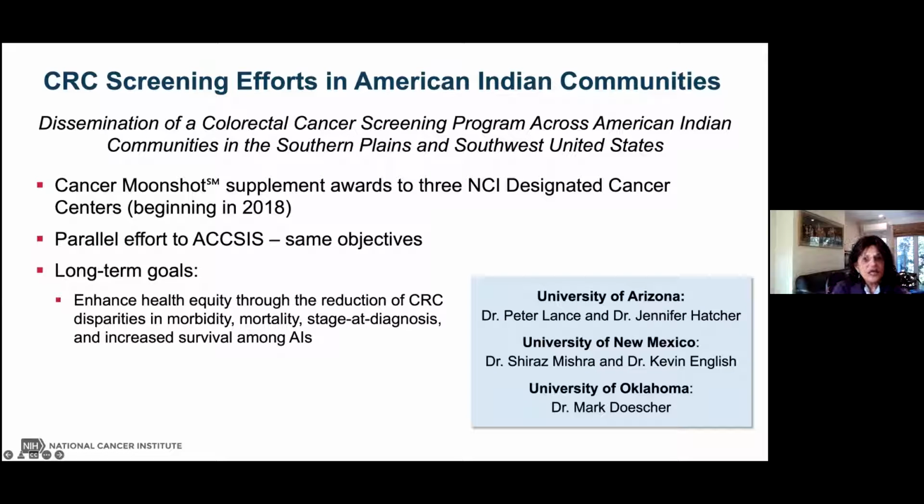Each system works differently in each reservation and the urban areas. So this is kind of like a pragmatic trial, if you could say, because each clinic is so unique and each population so unique that you have to look at these issues and address them as they come up. So this is teaching us what the community needs and trying to address the needs of the community.